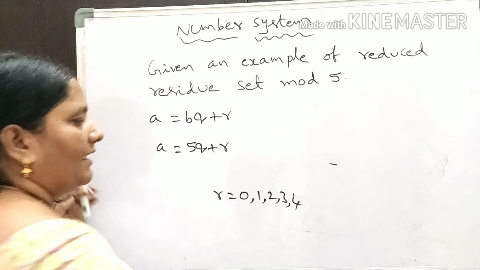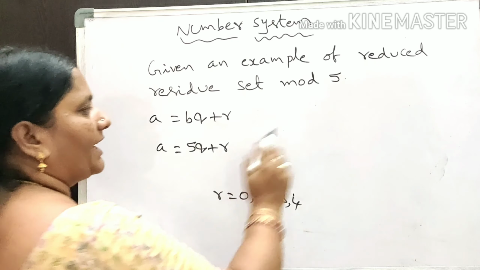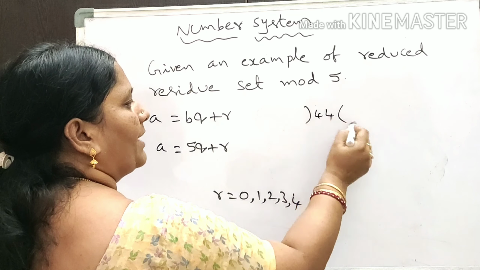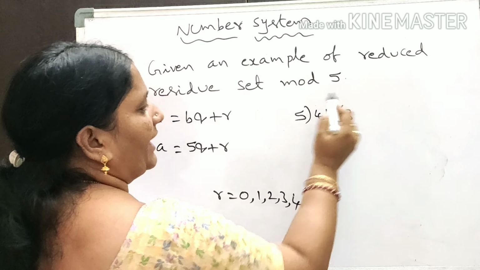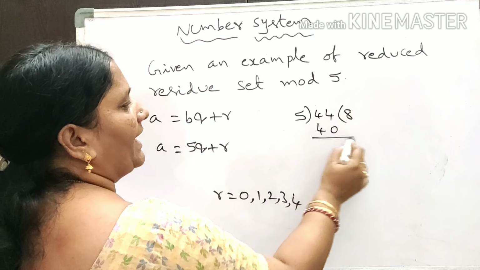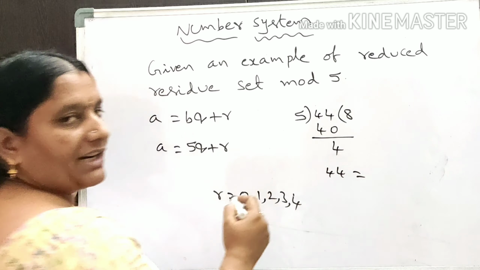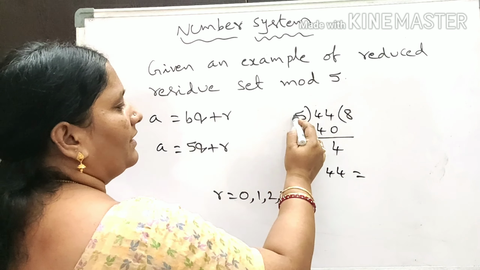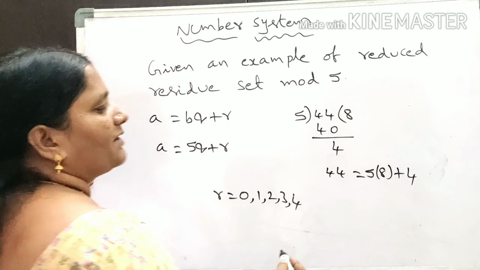Similarly, let us take the number 44. 44 is divided by 5, it goes 8 times, that is 40, remainder is 4. In this case we can write 44 is equal to divisor into quotient, 5 into 8, plus remainder 4.